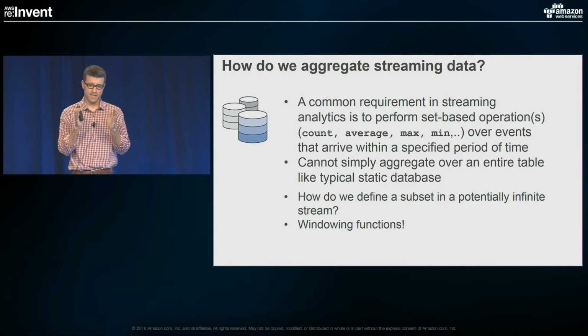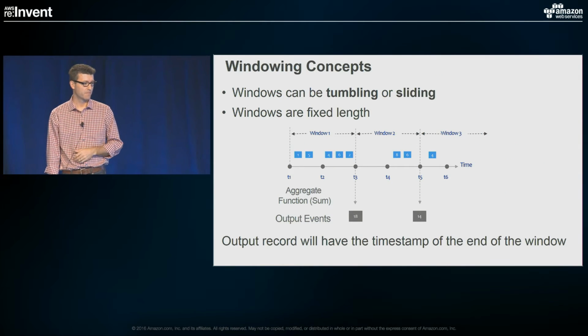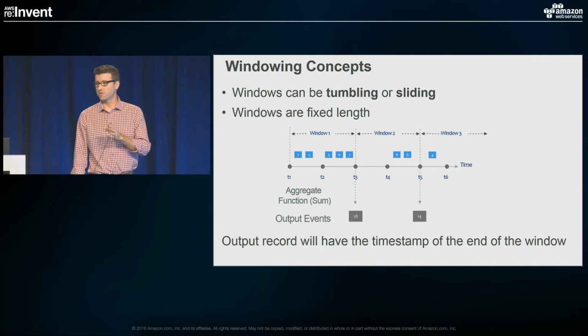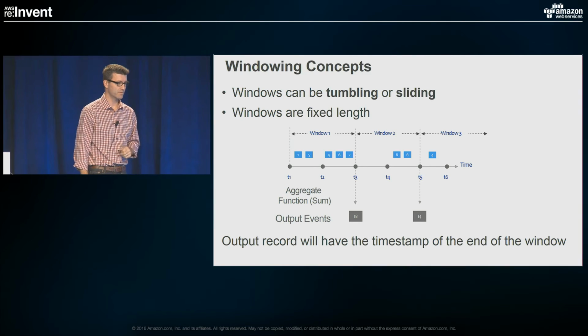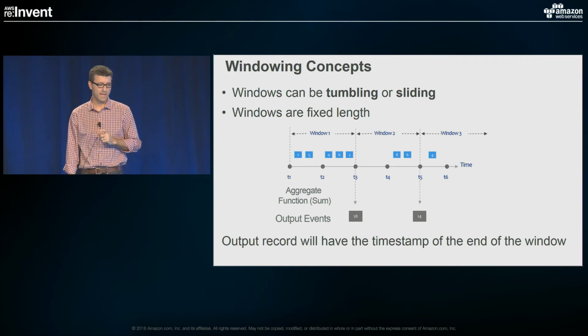I only care about the data in this one-hour chunk or this ten-minute chunk, and that's done through windowing functions. So we'll take an aside and quickly talk about windowing functions in Kinesis Analytics. They're important, and we're going to use them in our problem solution here. There are two types: tumbling and sliding. They're fixed length.